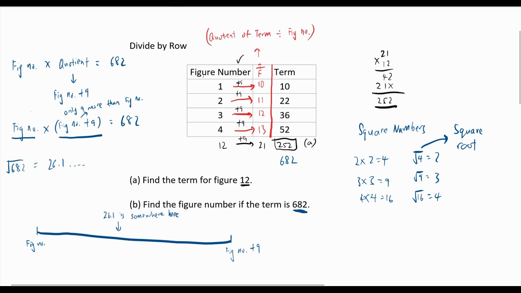So let's just try figure 21. This means that our quotient is 30. 21 times 30 gives us 630, so it's wrong but very close. Let's try figure 22. The quotient must be 31. 22 times 31 gives us 682, so figure 22 is correct.